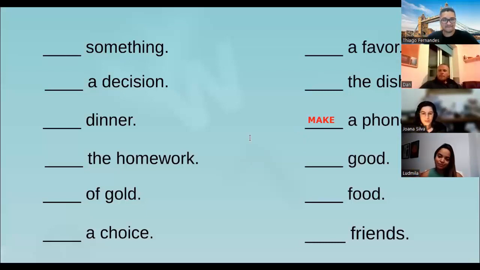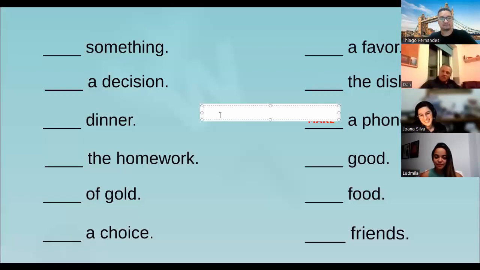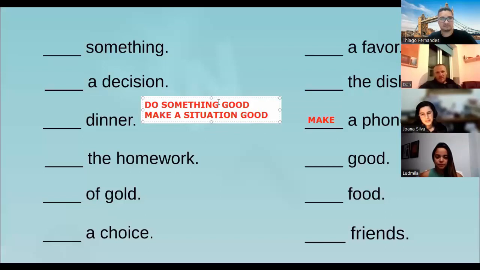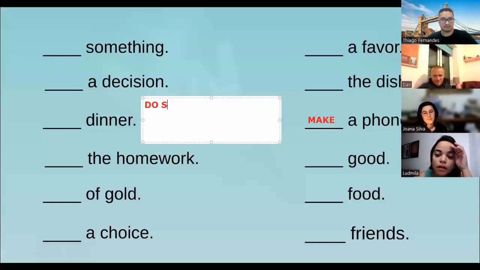Make good. Do good. Both. This is another one: you can do something good, but you can also make a situation good. So if you have a single problem, you can do a good thing. For example, my bathroom is dirty. I will do something good and clean it. If my house is dirty, I can't do the cleaning of the house. I have to make good. Does that make sense? You make good a big situation. So in this case, it depends on the situation that you're going to use make or do. Next one. I'm going to put again make and make food.